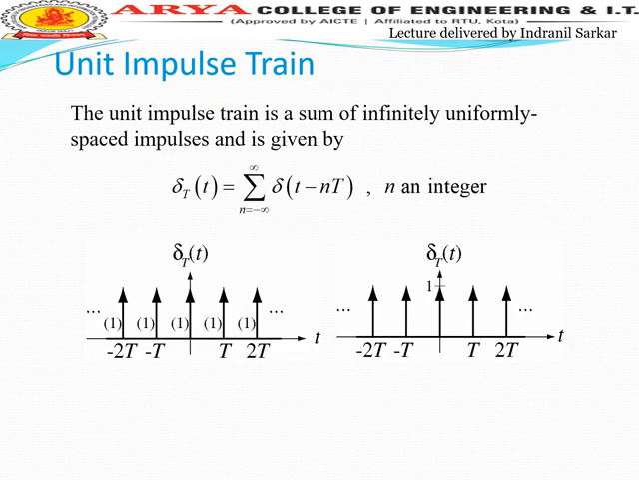Unit impulse train. The unit impulse train is a sum of infinitely many uniformly spaced impulses and is given by δ_T(t) is equal to the summation of n from minus infinity to plus infinity of δ(t − nT). Here n is an integer and capital T is the time period. In the below figure the signal is represented.